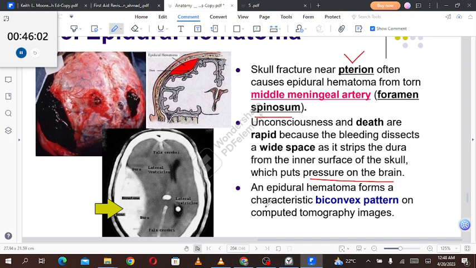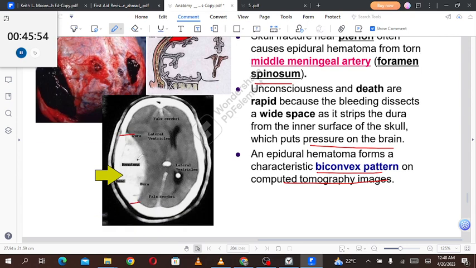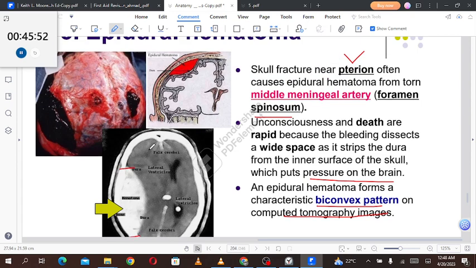An epidural hematoma forms a characteristic biconvex pattern on computed tomography images because it cannot cross the suture lines. So it forms a biconvex lentiform pattern, like a lens. Here you can see an epidural hematoma over there, and another epidural hematoma can also be seen over there.